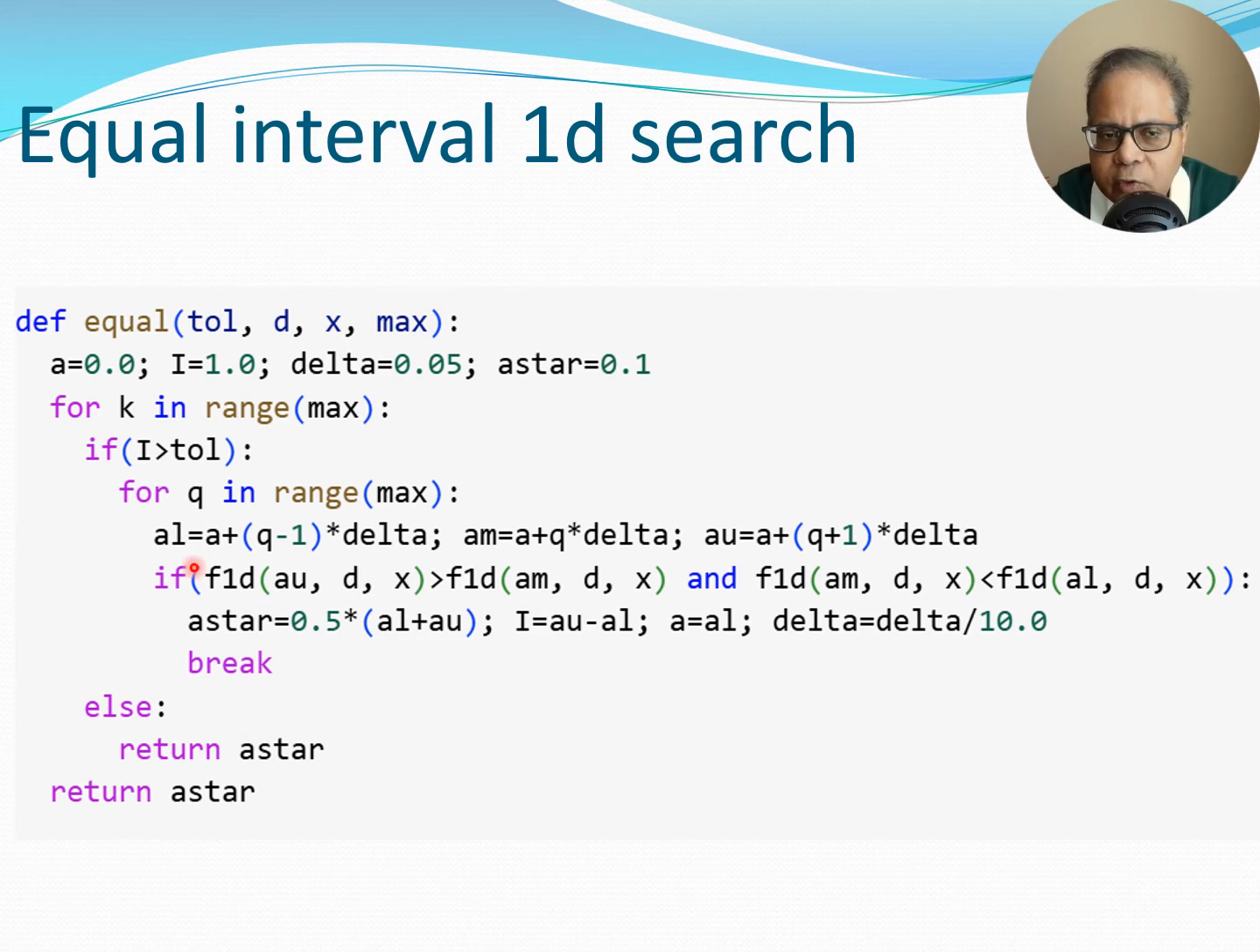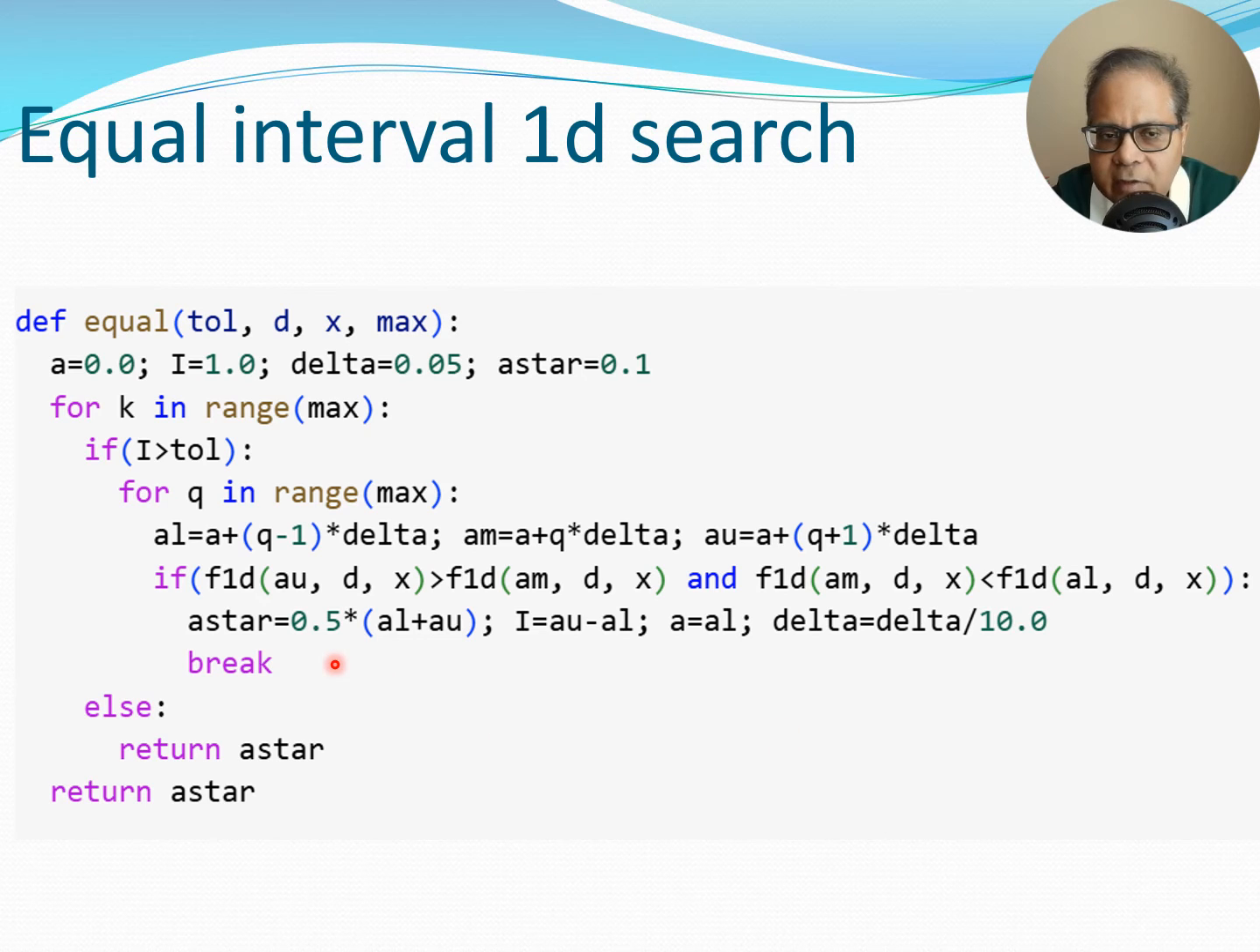Each time what I do is that I increment a and I get al, I get am, I get au, the lower bound, the middle bound, the upper bound. I compare the function values at these points. Remember, I'm using the function f1d, and then I figure out the point at which the function has come down and just started to increase. So that's the point at which I bracket the minimum.